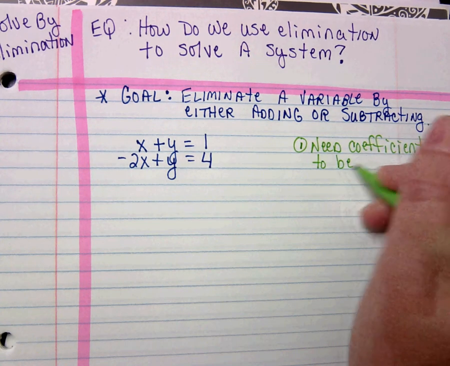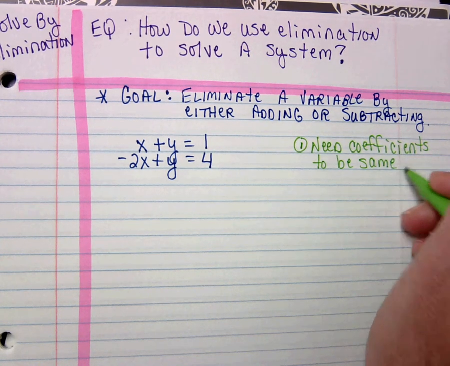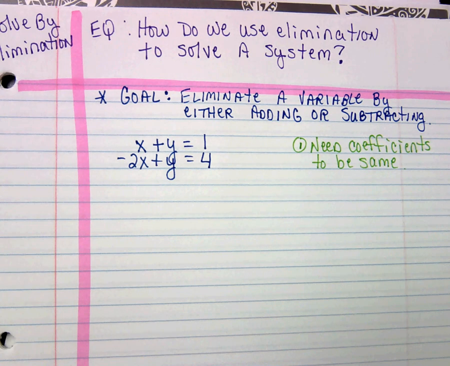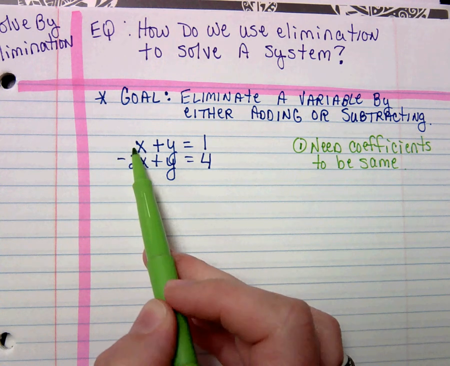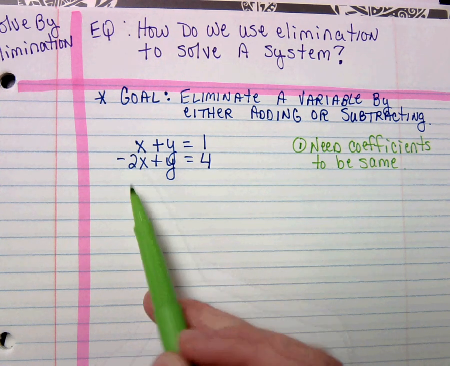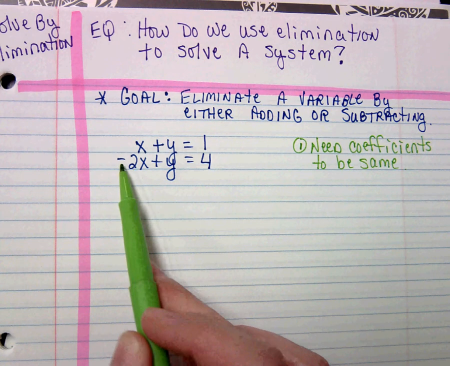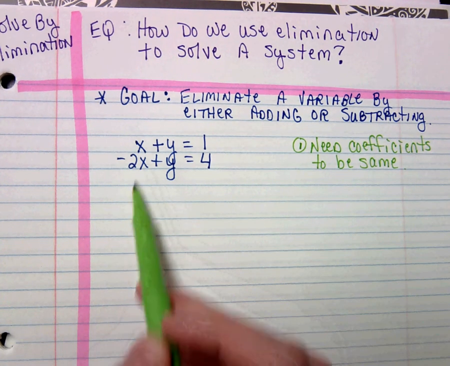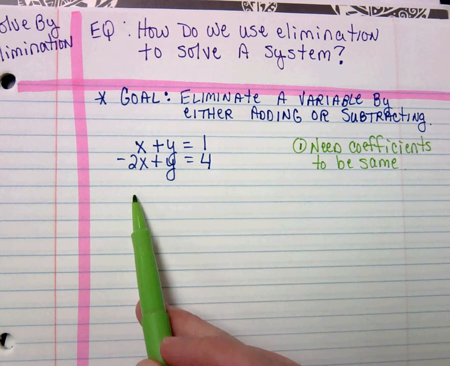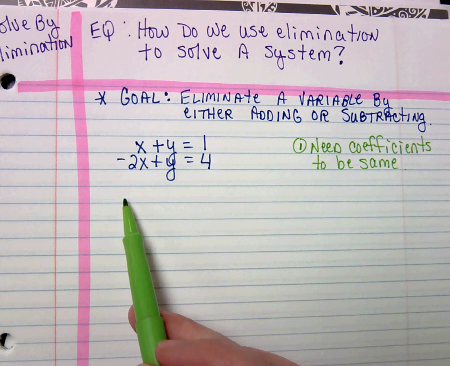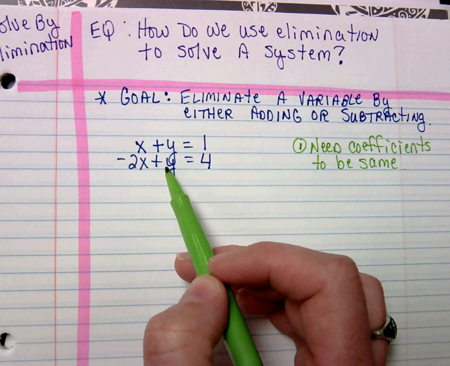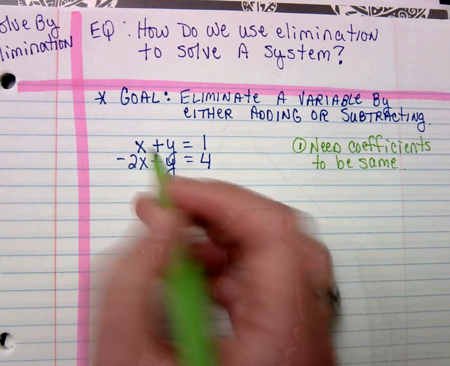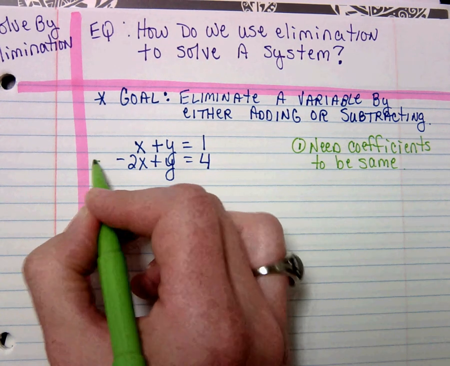Now, when I say the same, they can both be positive or both be negative, or we could have one positive and one negative. If we look at the example I gave right here, the coefficient on this x is 1. The coefficient on this x is -2. Those aren't the same. If we add or subtract those x's together, they're not going to cancel out. But if you look at your y's, we have 1y and 1y.